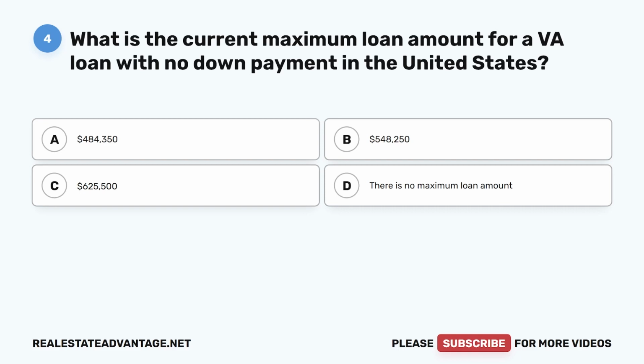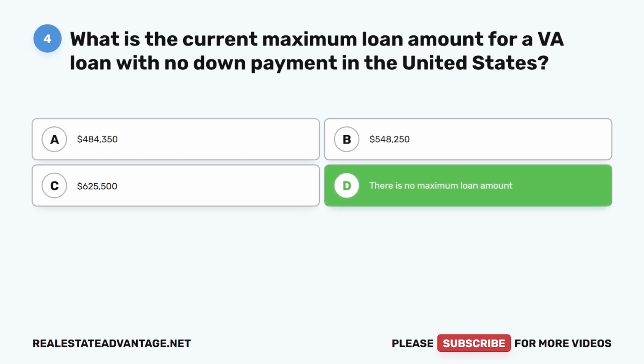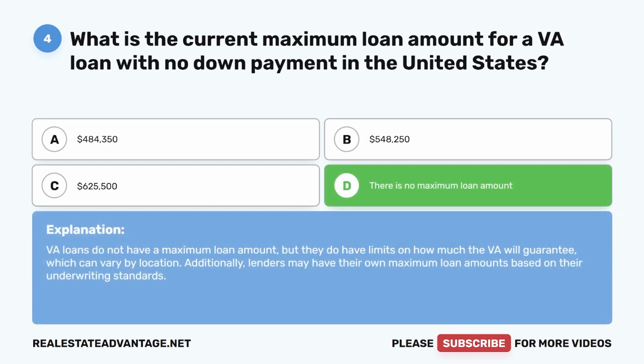The correct answer is D. There is no maximum loan amount. VA loans do not have a maximum loan amount, but they do have limits on how much the VA will guarantee, which can vary by location. Additionally, lenders may have their own maximum loan amounts based on their underwriting standards.